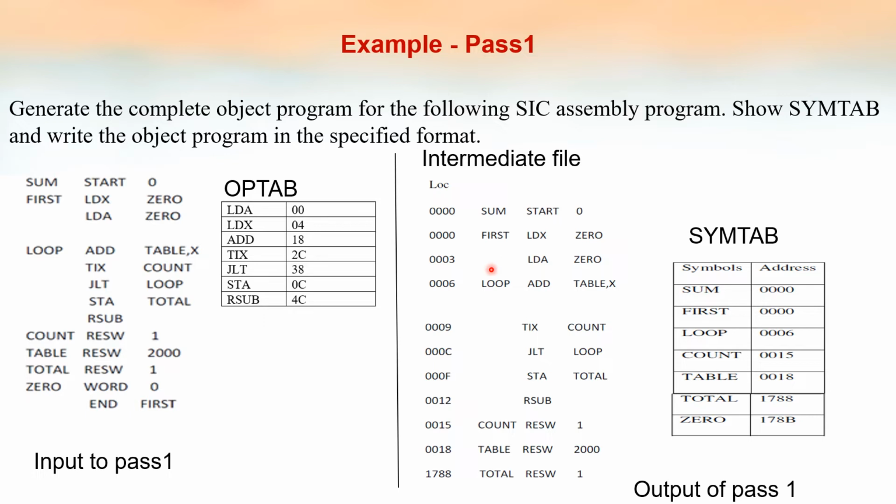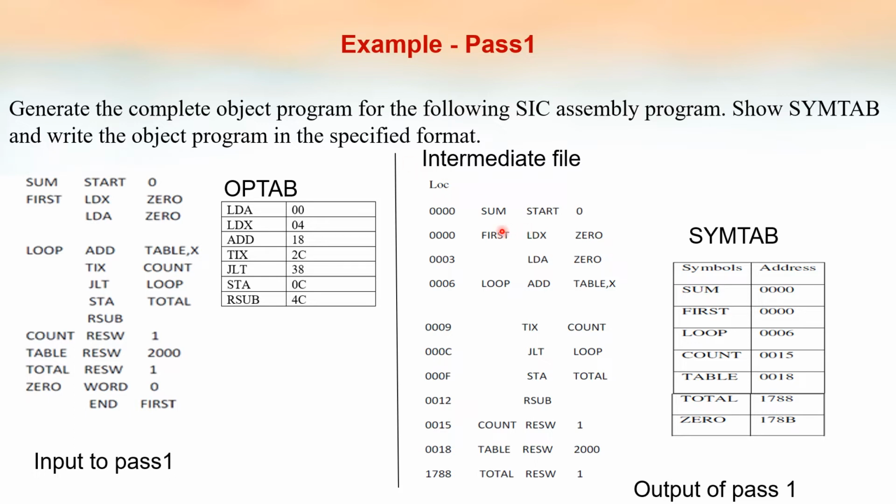Then again here there is no label, so nothing is to be added. Then in the next step LOOP is another label, so with the value 6 it is added into SymTab. So the SymTab is filled during pass 1. It contains the symbols and their corresponding address values, which are obtained from the location counter. So each of the symbols is added into the SymTab.